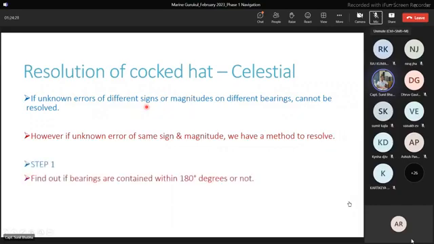Now, for resolving the cocked hat, the first thing which we need to check is whether the 3 bearings are contained within 180 degrees or not. Now, what does this step mean? Let me explain to you.